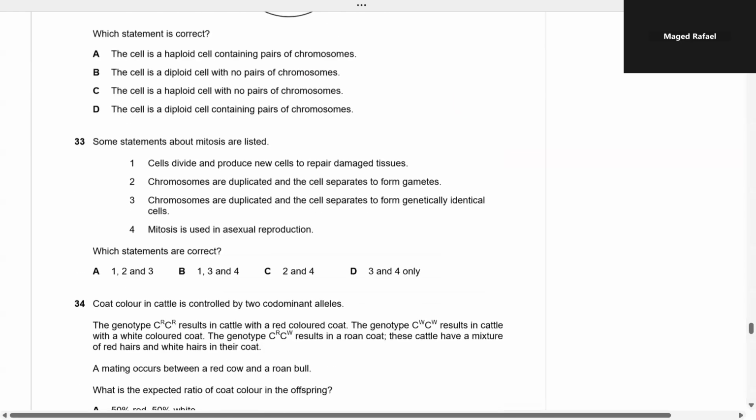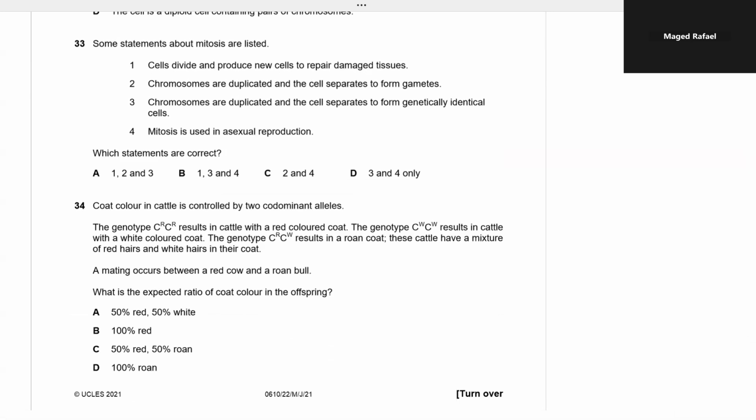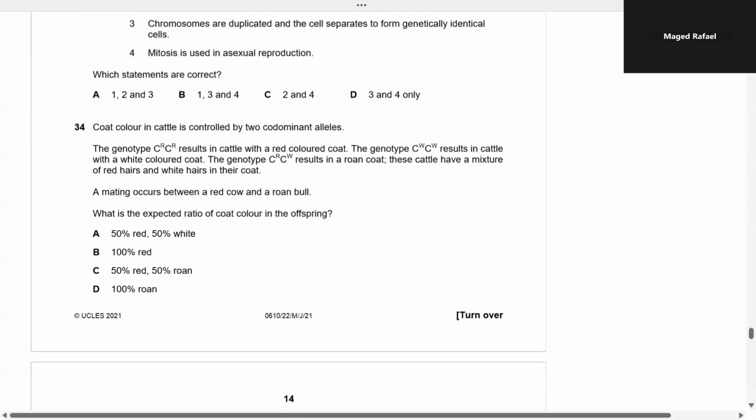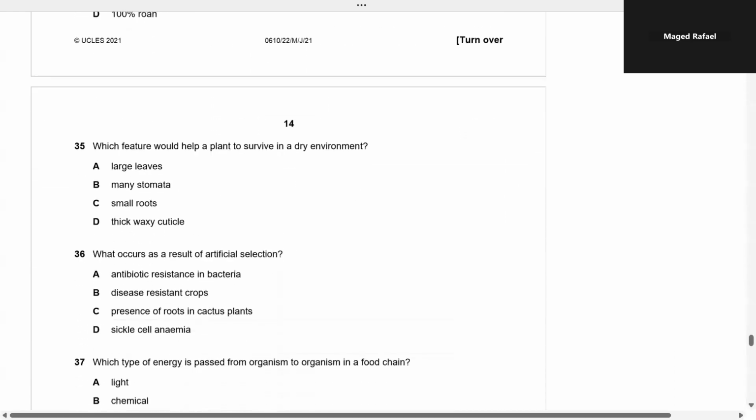Question 33. Some statements about mitosis are listed. Which statements are correct? The best, or the most accurate, answer is B. Question 34. The answer is C. Based on the codominant alleles, the expected ratio will be 50% red and 50% tone. When you do the Punnett square, you will find it is clear.